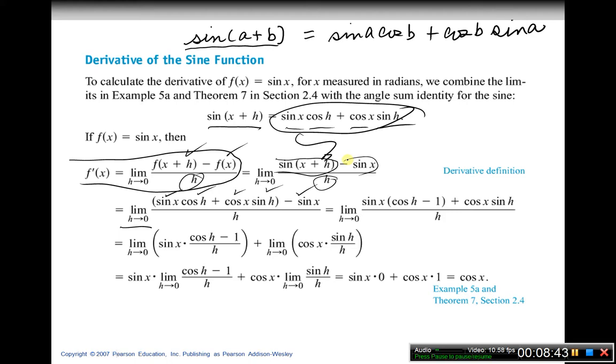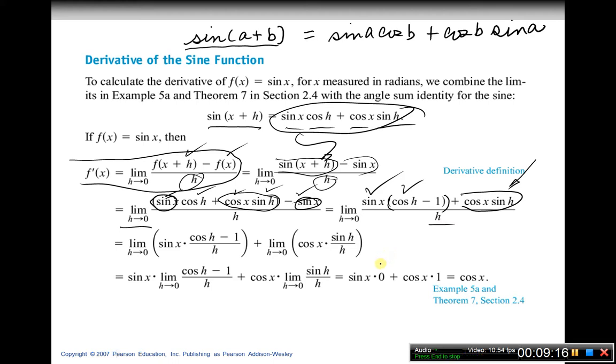And the next thing that we do is notice that we have a sine of x here and a sine of x here, and so we now regroup some of these terms, factor out the sine of x, and we have that times cosine of h minus 1. And then we place the cosine of x sine of h in this position, all divided by h.